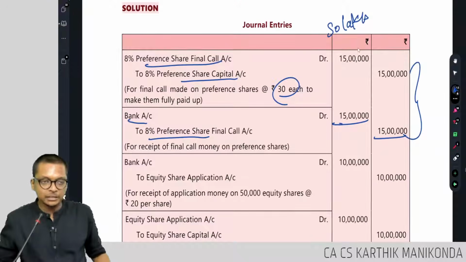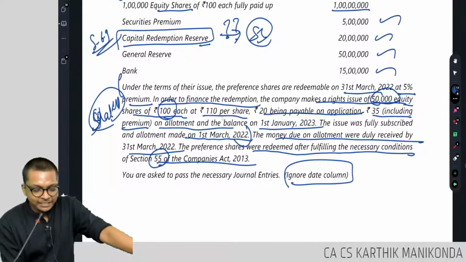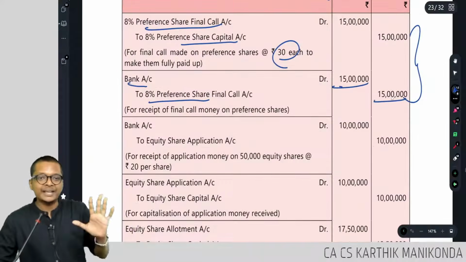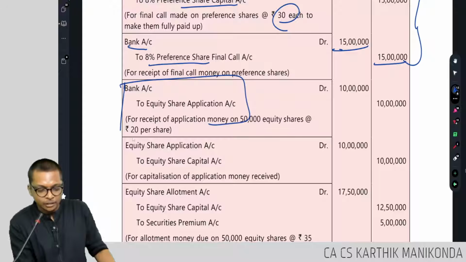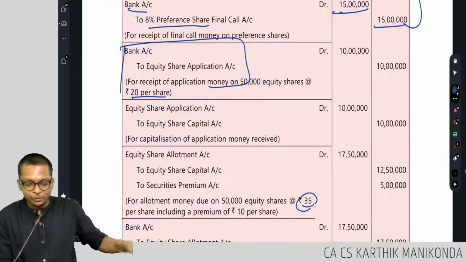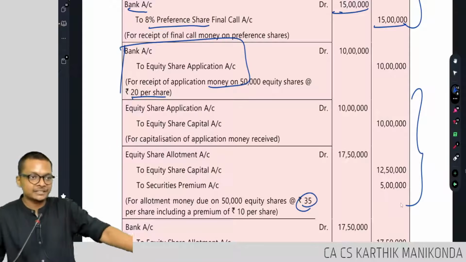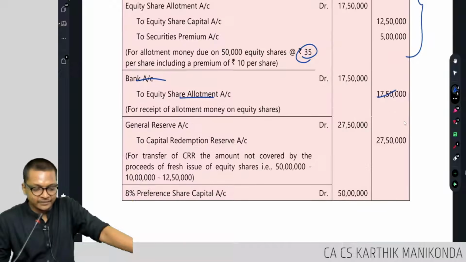Okay. Next, they also did some rights issue. Application how much? 20, allotment 35. Those entries you know, guys. Application, allotment, look at that. Bank account to share application 20 per share, then allotment 35 per share. I am running through these entries because there is nothing new in this. Bank account to share allotment, you know these entries very well.